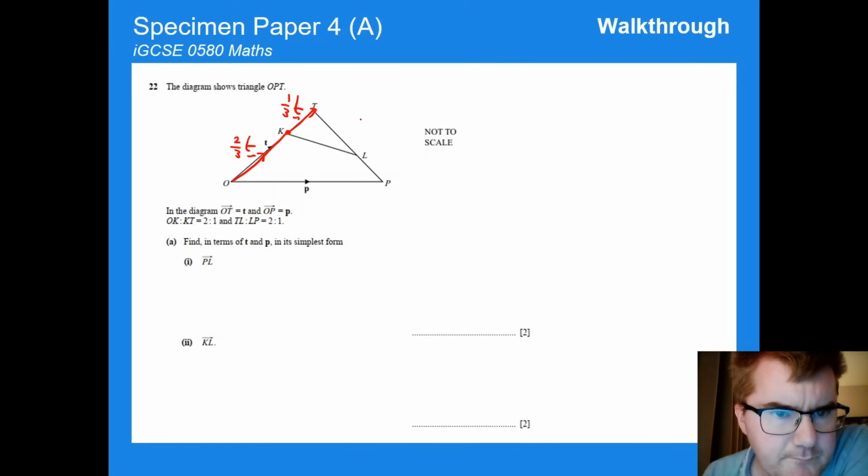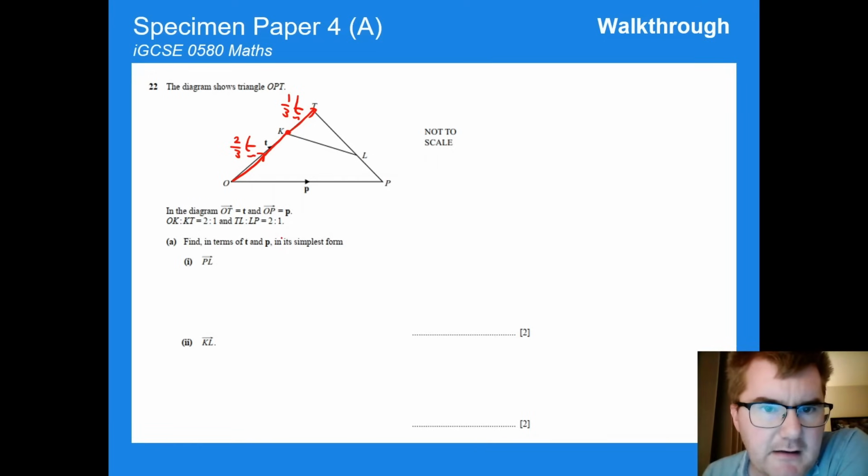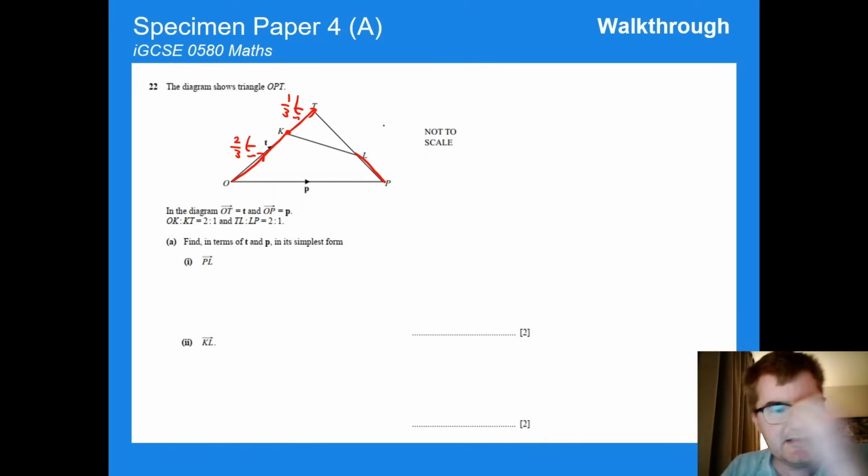TL to LP is also 2 to 1, but I don't know the vector TP yet, but I will probably work that out very soon. Okay, find in terms of T and P in its simplest form PL. So this part here. Okay, yeah, so exactly that.